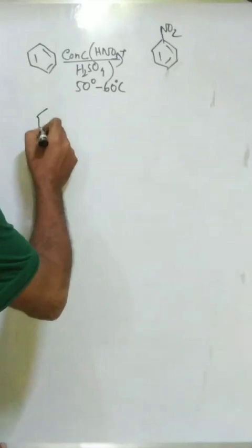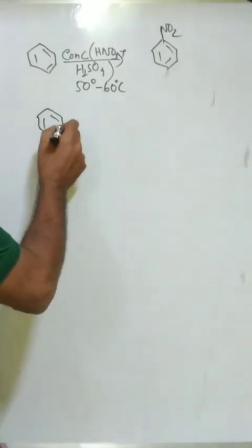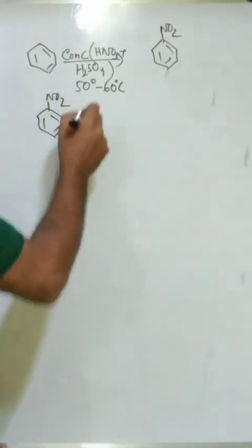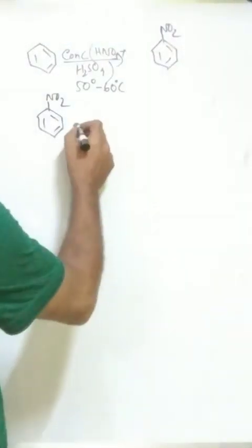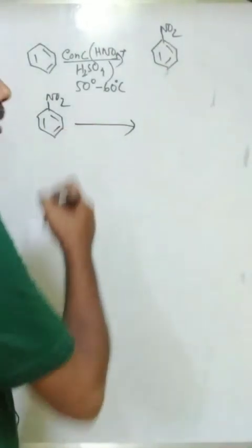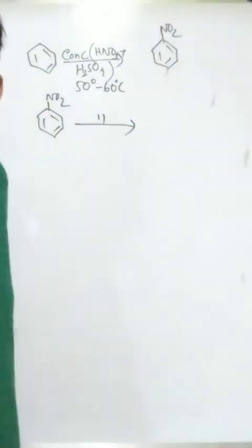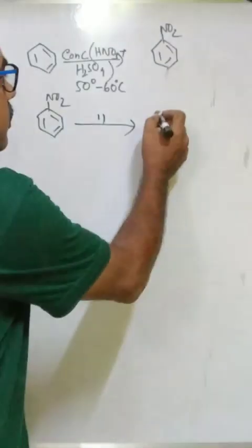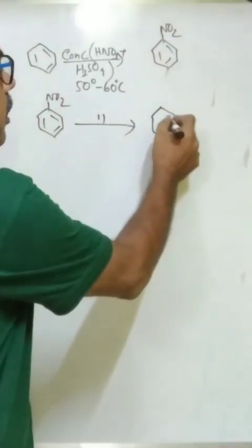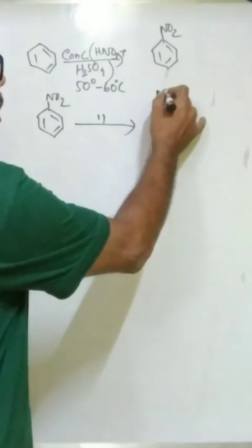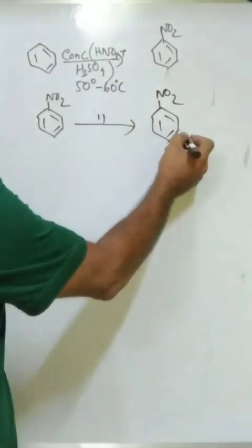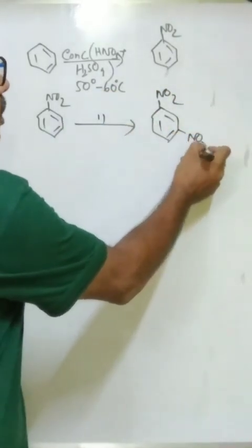When you do the same reaction over nitrobenzene, that is, the starting material is nitrobenzene, and we are nitrating the nitrobenzene further with a mixture of concentrated nitric acid and sulfuric acid at the temperature of 50 to 60 degrees centigrade, the product is metadinitrobenzene. The next NO2 comes at the meta position with respect to the initial one.